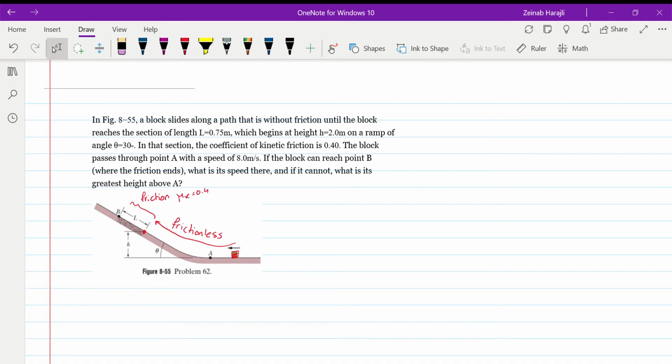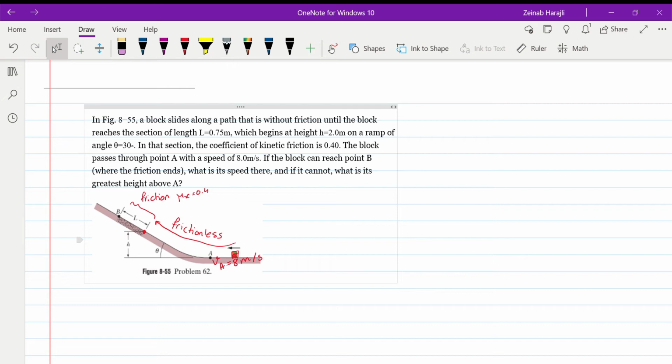The block passes through point A with a speed of 8 meters per second. So we're given that the speed here is 8 meters per second. If the block can reach point B where the friction ends, what is its speed there? And if it cannot, what is its greatest height above A?